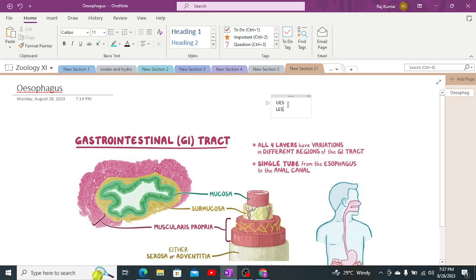Upper esophageal sphincter, also known as the pharyngoesophageal junction, is the sphincter which basically prevents air from the outer environment, from the buccal cavity, from entering inside the esophagus. Secondly, it prevents the backflow of bolus.